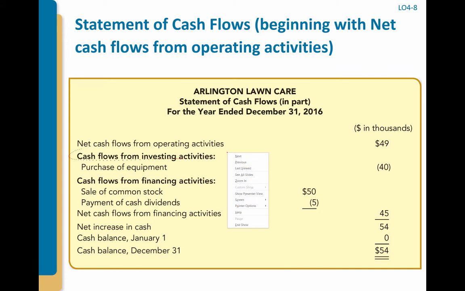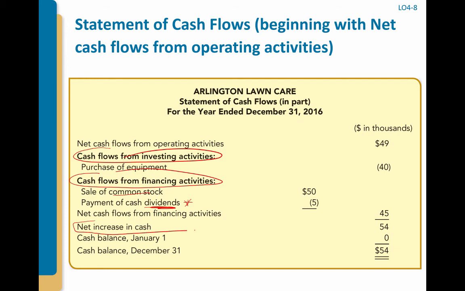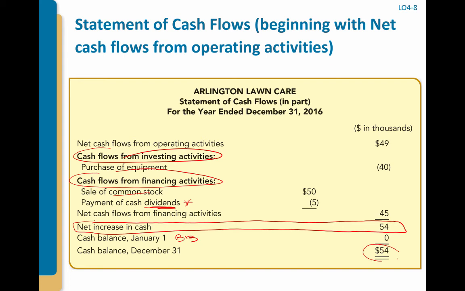We have cash flows from investing activities and cash flows from financing activities. The investing activity is that we purchase equipment, and in financing activities we have common stock and the payment of dividends. Note, the payment of dividends is part of financing activities. Then you see your net cash flows, and the total of the three: operating, investing, and financing. That gives you your net increase in cash. You add to that your beginning balance, and this ending balance should be on your balance sheet. If this equals your balance sheet, you've done it correctly.